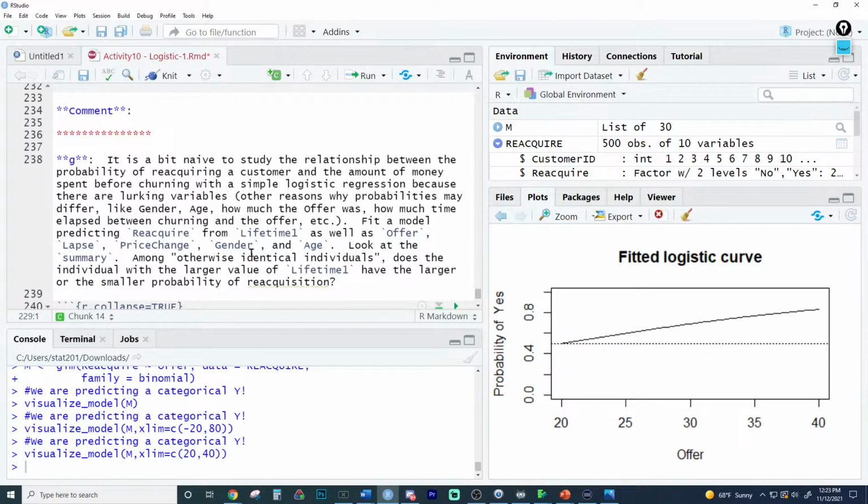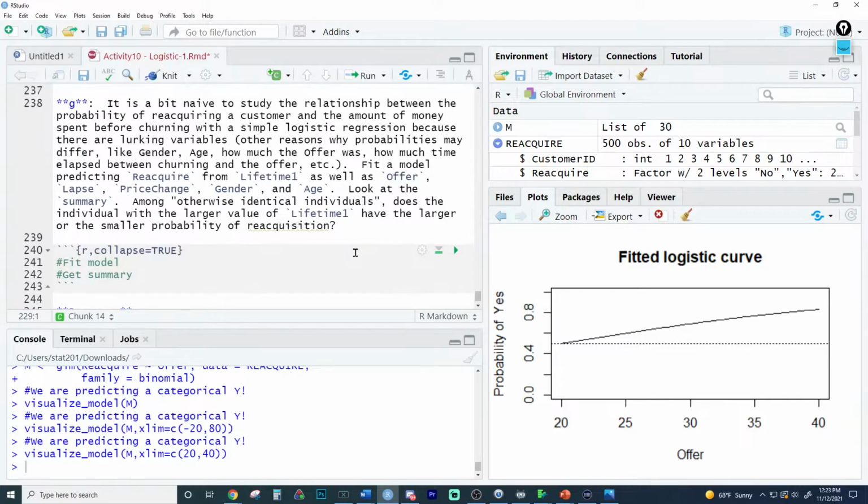Fit a model predicting from all these things right here. Look at the summary. Among otherwise identical individuals, does the individual with the larger value of lifetime 1 have the larger value of being reacquired? All that good stuff right there.